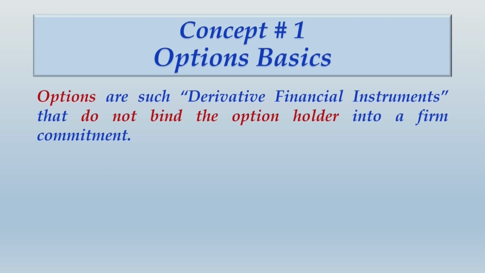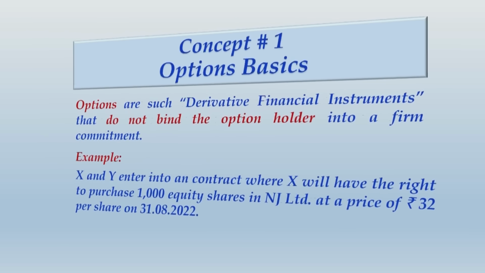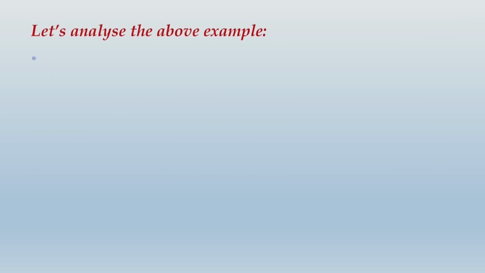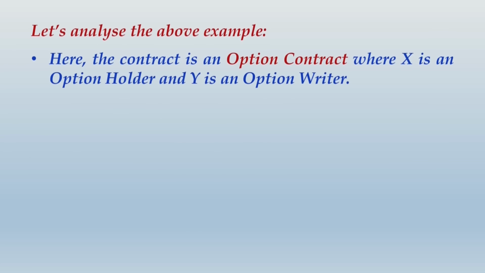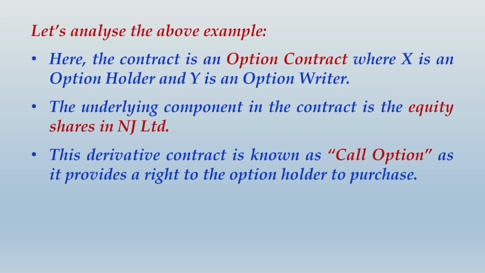So options are such derivative financial instruments that do not bind the option holder into a firm commitment. So we took this example that X and Y enter into a contract where X will have the right to purchase 1000 equity shares in NJ Limited at a price of rupees 32 per share on 31/8/2022. So what we do is we first analyze this example. Here the contract is an option contract where X is an option holder and Y is an option writer. The underlying component in the contract is the equity shares in NJ Limited. This derivative contract is known as a call option as it provides a right to the option holder to purchase.